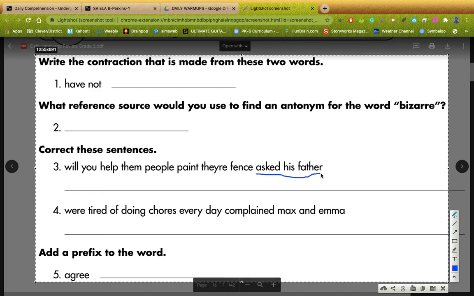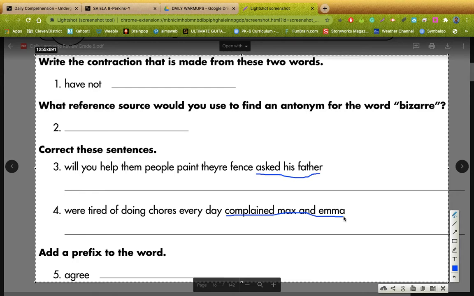Number four, it says, we're tired of doing chores every day, complained Max and Emma. We have another speech tag, which means we've got more dialogue, which means we need more quotation marks. So keep that in mind when you are typing in your sentence. If you don't have quotation marks, it's very wrong. So make sure you get those in there in the right spots.